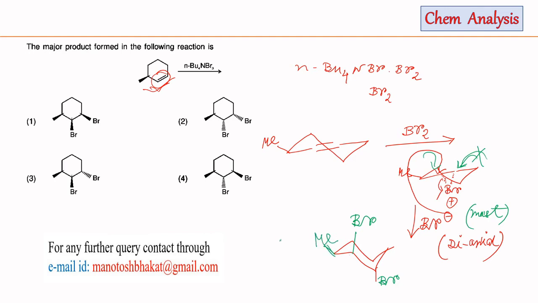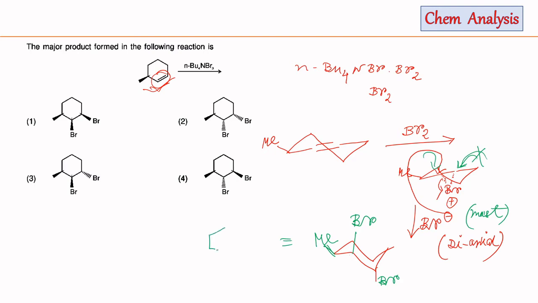Here is methyl. If we draw it in planar conformation, then if we draw the methyl above the plane here at this carbon, on the next carbon bromine will be also above the plane, and on the next carbon the bromine will be below the plane. So the final product will be this one. So we can see that option number 3 is the correct answer.